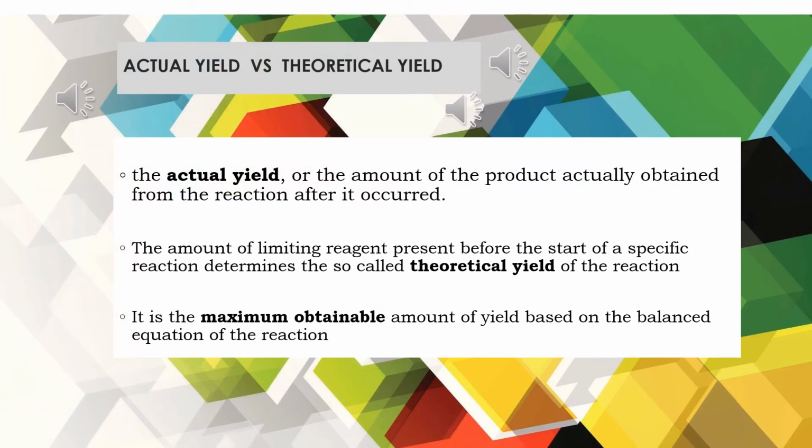The actual yield is what the experimenter collects after doing an experiment. On the other hand, the amount of limiting reagent present before the start of a specific reaction determines the so-called theoretical yield of the reaction. Keep in mind that it is the maximum obtainable amount of yield based on the balanced equation of the reaction.